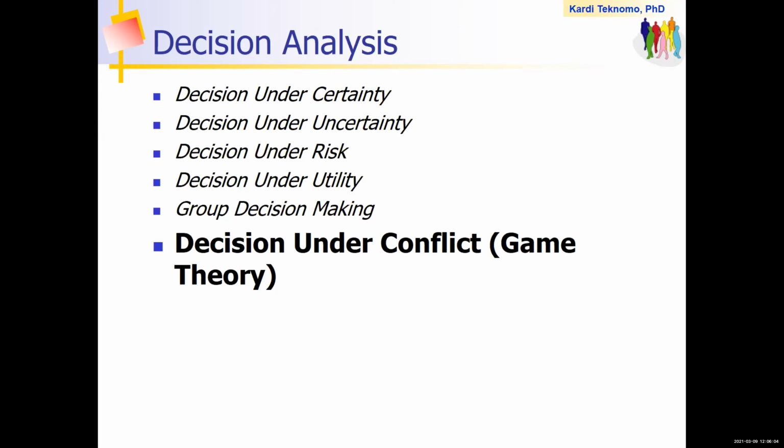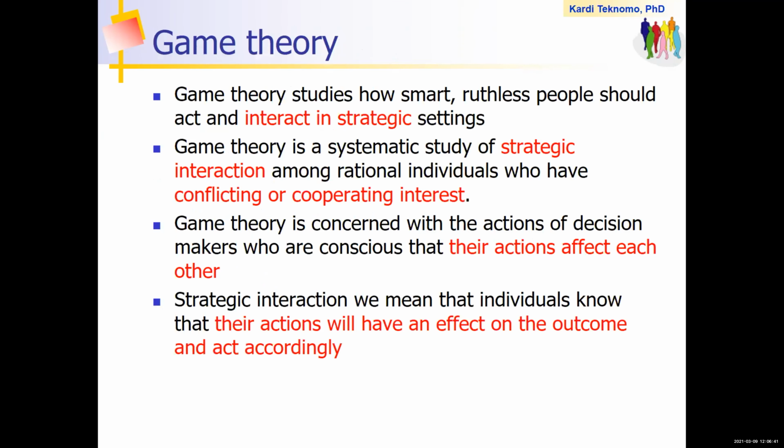Previously we have discussed decision under certainty, uncertainty, risk, and utility, and group decision making, right? So right now is the last part, which is decision under conflict. In this case, you have two groups of individuals, or a group, that make decisions, and now you want to find the equilibrium point.